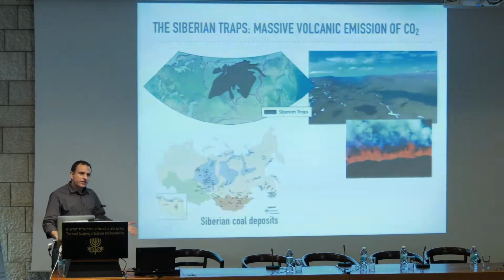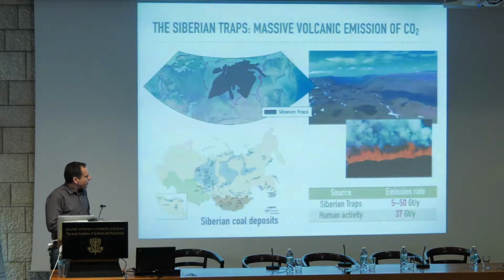This carbon dioxide acidified the ocean. It causes many climatic effects that ultimately ended up causing the extinction. And just as an interesting aside, the Siberian traps are thought, based on various estimates, to have emitted between 5 and 50 gigatons of carbon per year. We are currently emitting almost exactly 37 gigatons of carbon per year. So it's interesting to note that rates of carbon dioxide emissions similar to what we are putting in the atmosphere every year led to one of the biggest mass extinctions in Earth history.